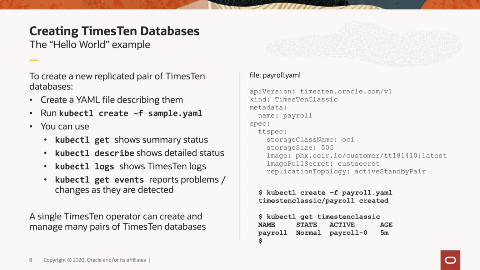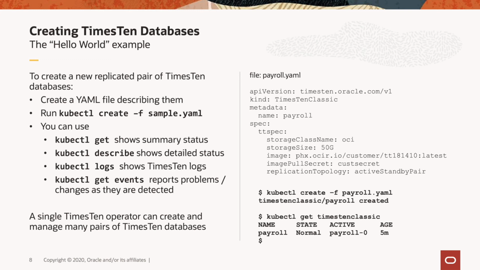Naturally, this can get much more complicated, but for a simple example, you just say, I want to have a database and I call it payroll. And after you create that configuration file, you can issue a command called kubectl create. The kubectl command is the command that's part of the Kubernetes product and is used to control Kubernetes. And we can point Kubernetes at that file and say, hey, I want to create that TimesTen Classic object called payroll from the specification in the YAML file. And Kubernetes will go off and do it.